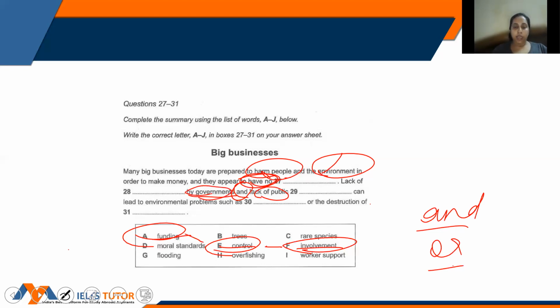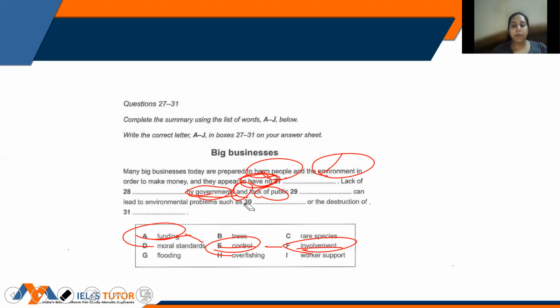Okay. Lack of funding by government and lack of public involvement. Yeah, public involvement could be a possible answer, can lead to environmental problems such as... so they're talking about environmental problems.